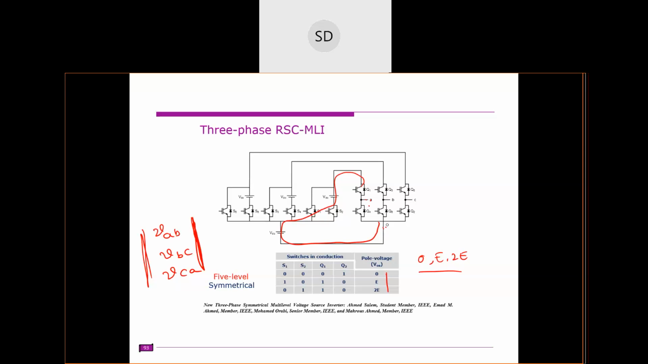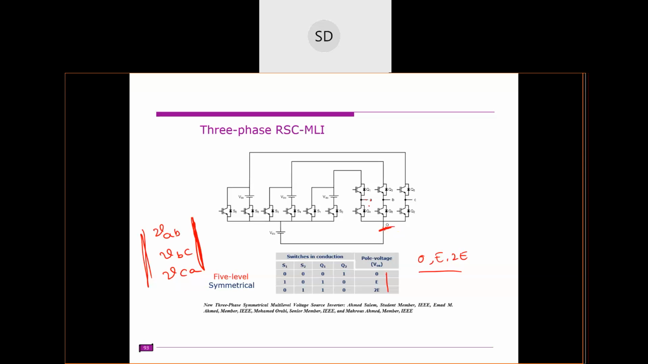So you can bypass. Anyway, this source is common to all. If you want to connect this source, you can go like this. If you want to bypass, you can go like this. So that is simple. But this is for pole voltage. Similarly you have B phase pole voltage, which gives VB0, and similarly VC0. If you subtract any pole voltages, that gives you the line voltage.